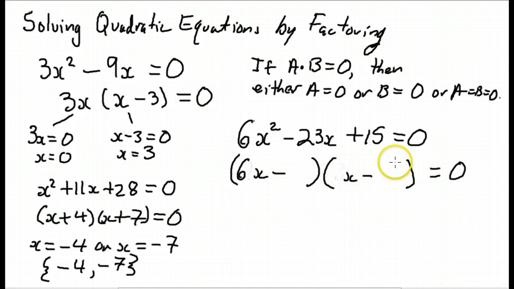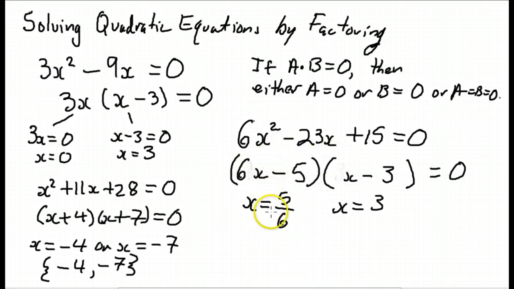Now let's try 5 and 3. If I put a 5 here, I'll get a 30, too big. So then let's try a 3 here. That'll give me 18. And a 5 here, that'll give me the 5. All right, 6x squared minus 18x minus 5x is minus 23x plus 15. Nice, we have the factorization. Solve by inspection. X is equal to, we change the sign, positive, we take this term 5 over 6, and x is equal to 3.